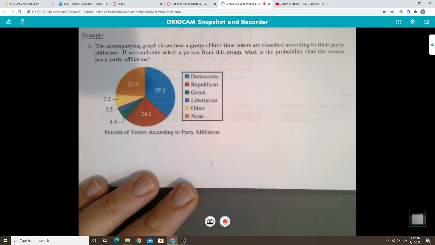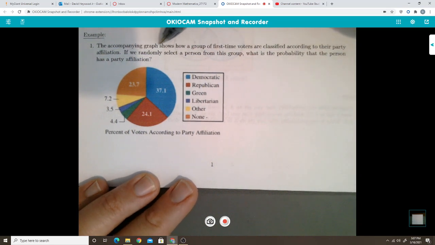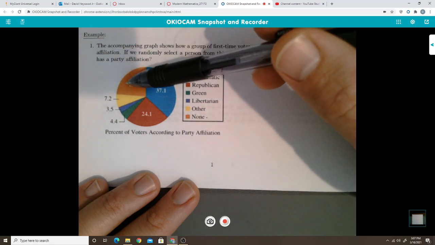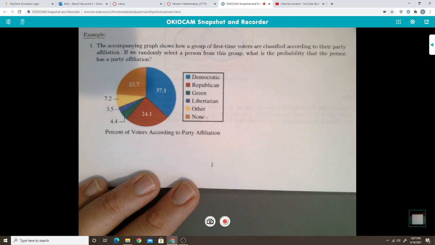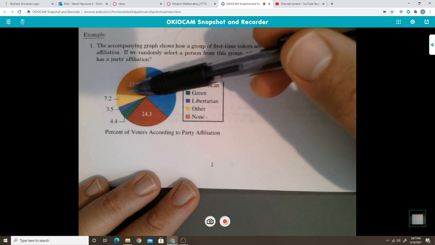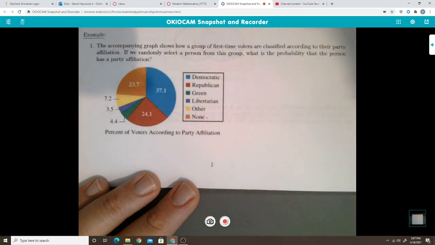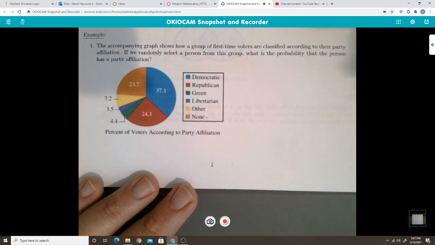So now let's read the question again. If we randomly select a person from this group, what is the probability that the person has a party affiliation? Well, we know that 23.7% of people don't have a party affiliation. So by the complement rule, it should be the case that 100% minus 23.7% of people do have a party affiliation, right?